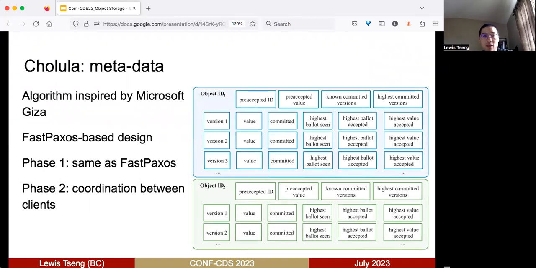So here the key thing is our metadata. Our metadata stores lots of different things that we can use to implement Fast Paxos efficiently. Phase one is the same as Fast Paxos, nothing new here. The key thing is that we observe that in the common case, most cases finish in phase one, and you only need to do coordination under some edge cases, and the client can actually do this much more efficiently.